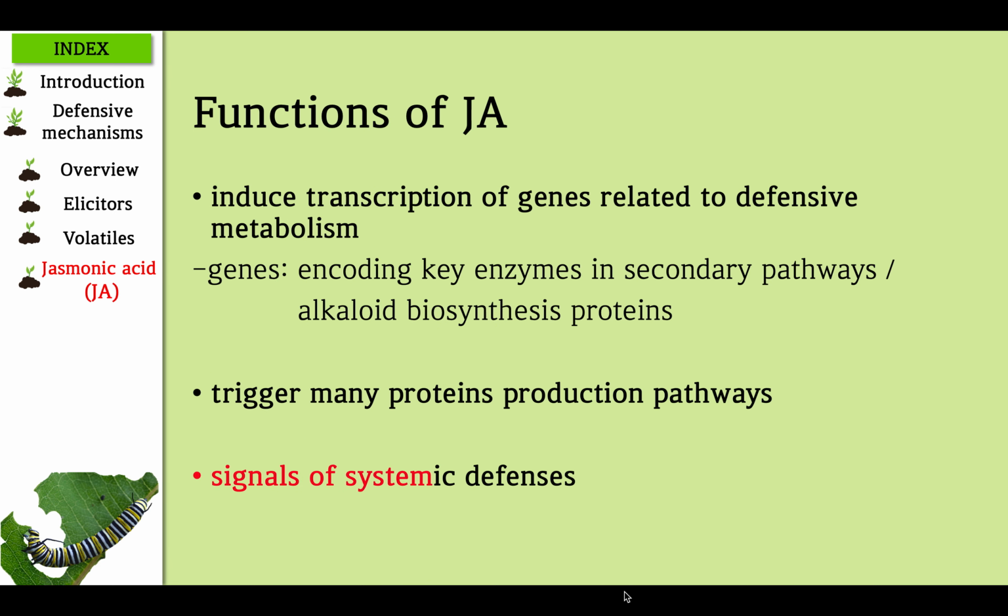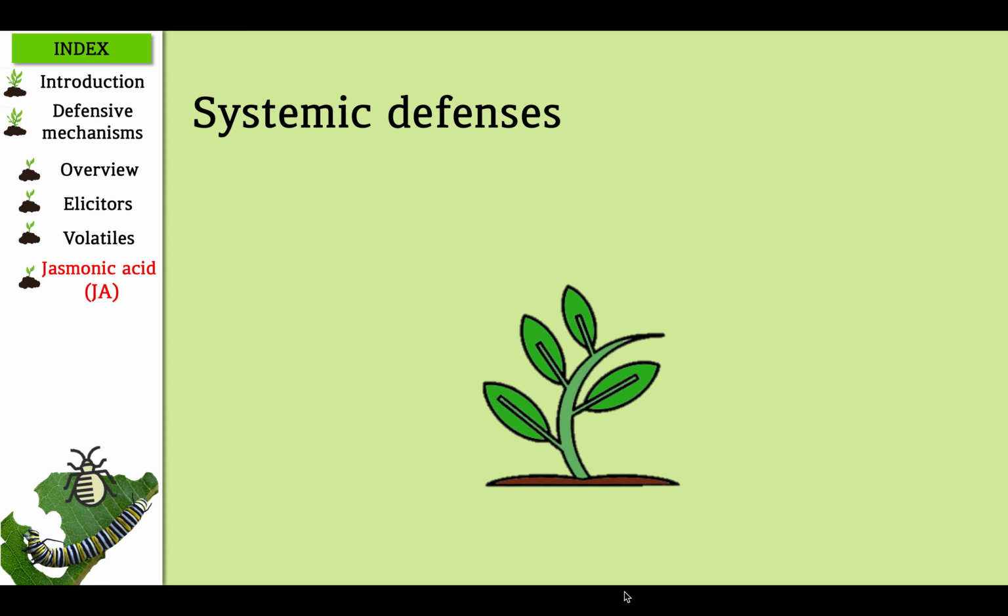And what is systemic defense? When some part of the plant is attacked by insect herbivores, systemic defense occurs, and compounds are produced and transported to other parts of the plant, so protection is induced in the whole plant, even if other parts are not directly attacked. In systemic defense, jasmonic acid plays a crucial role.